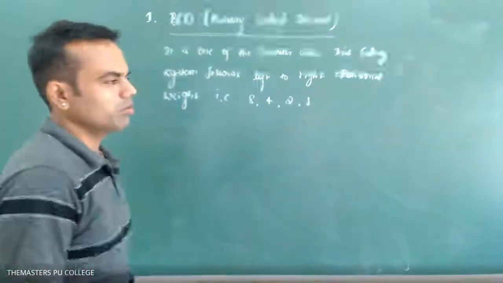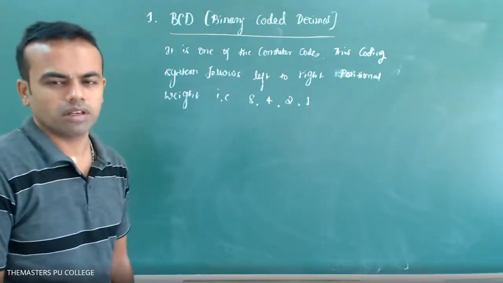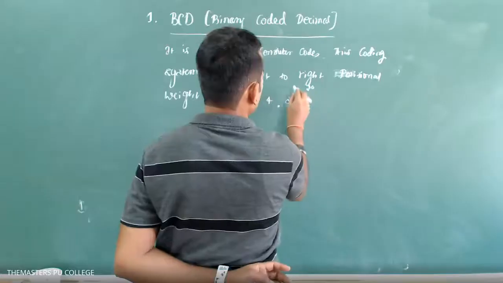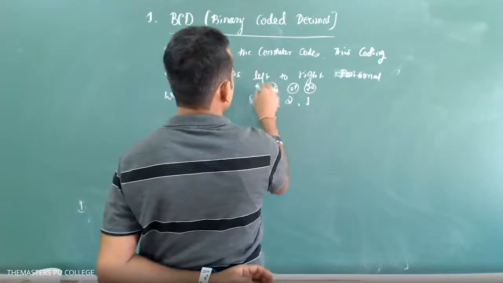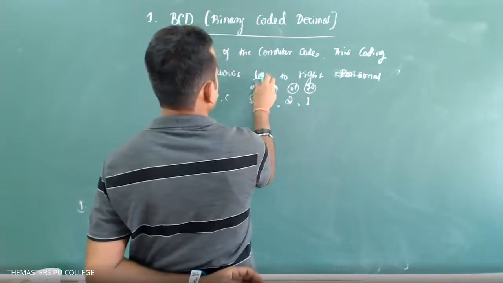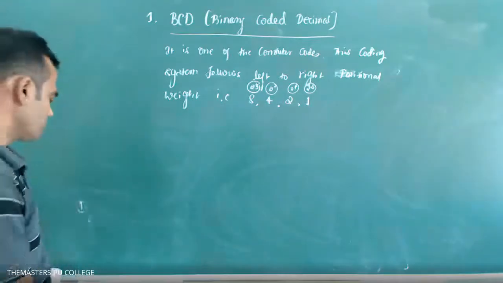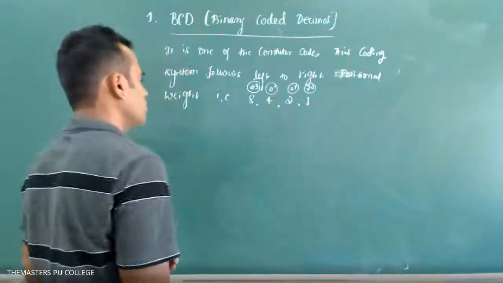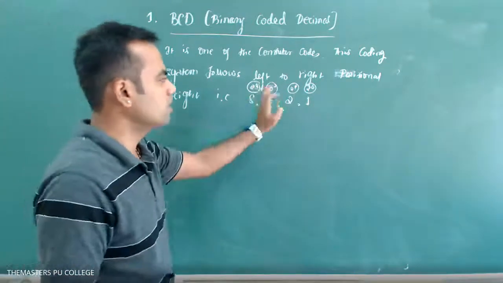So what do you mean by this left to right positional weight? Do you remember what this is in binary? It is 2 power 0, 2 power 1, 2 power 2, 2 power 3. So 8, 4, 2, 1. This is the positional weight, which is having left to right positional weight. I am writing it like this so that you understand.